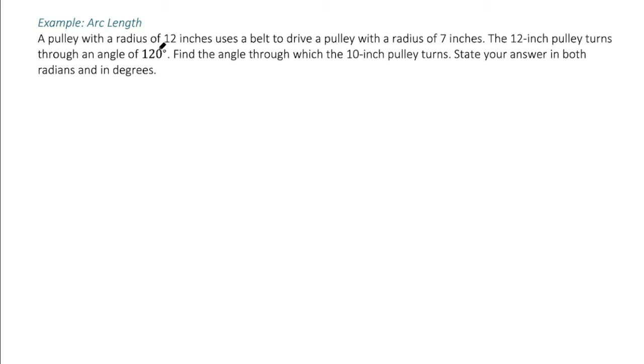A pulley with a radius of 12 inches uses a belt to drive a pulley with a radius of 7 inches. The 12-inch pulley turns through an angle of 120 degrees. Find the angle through which the 10-inch pulley turns. State your answer in both radians and in degrees.